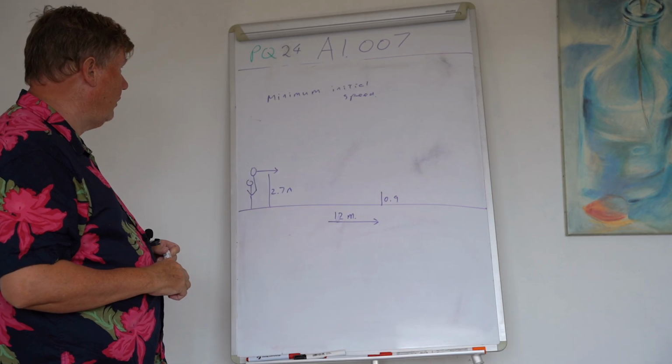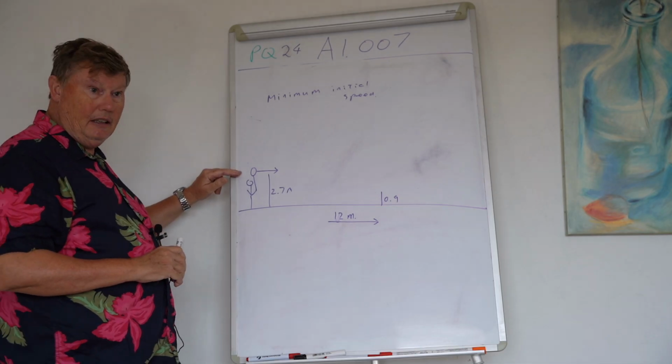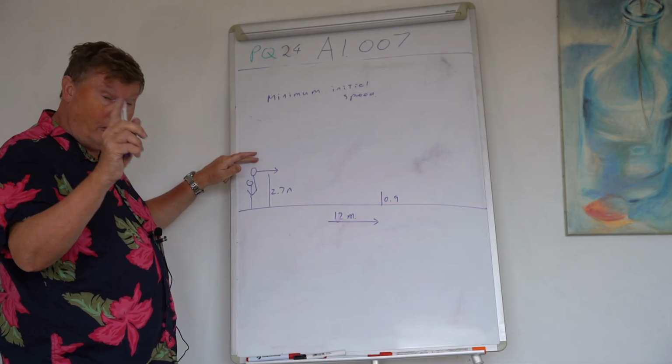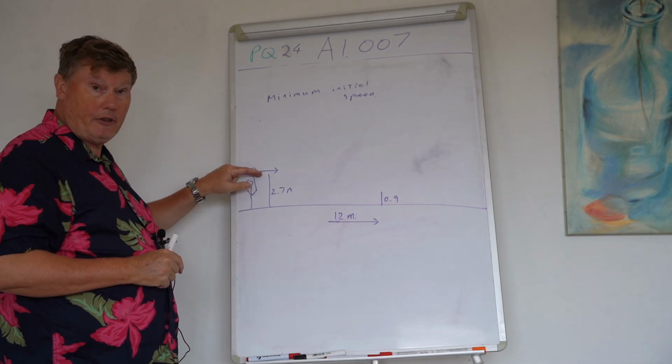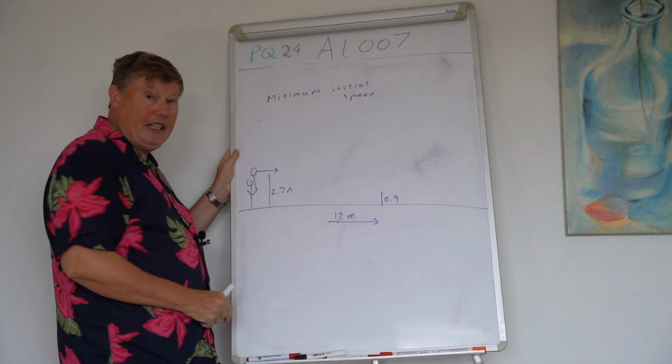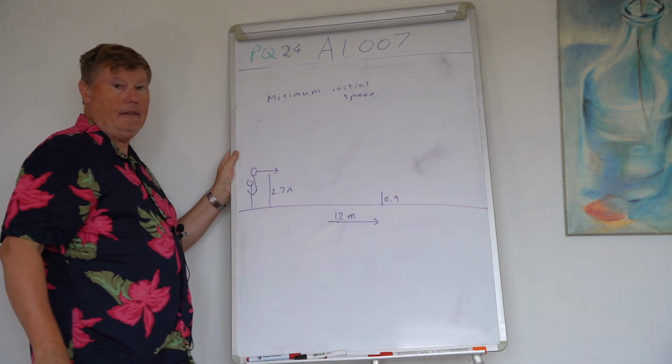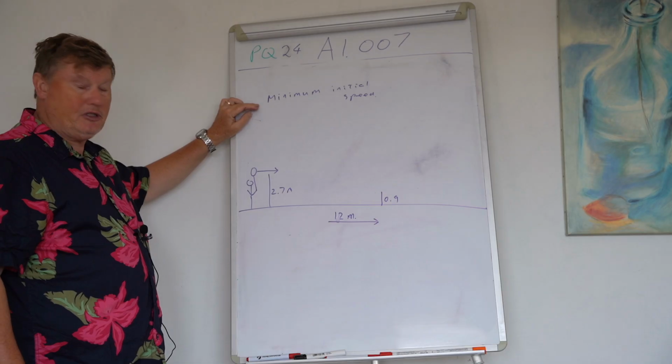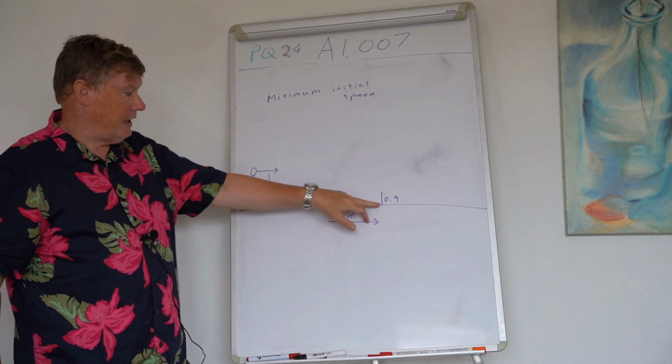Welcome back to PQ24. A tennis player hits a ball horizontally, 2.7 metres above the ground, and 12 metres away is a net, that's 0.9 metres high. And we have to find out the minimum initial speed for the ball to get over the net.